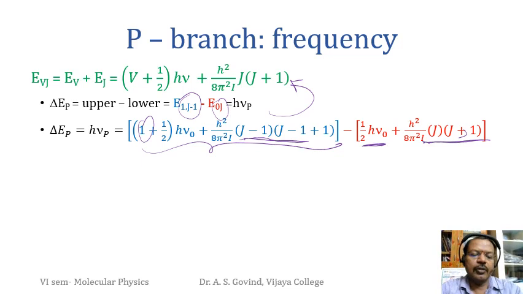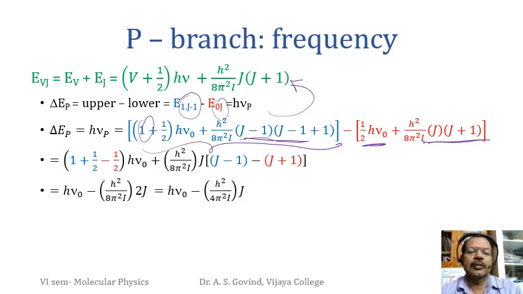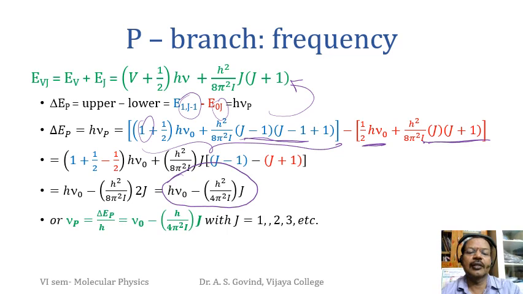So therefore, we will get this equation. And now when you simplify this, finally, you will get this answer. So it is h nu naught minus something. So therefore, obviously, this is less than nu naught. Cancelling h, you'll get this. So that is less than nu naught. This is an important thing to remember. P branch frequencies are less than the central frequency.